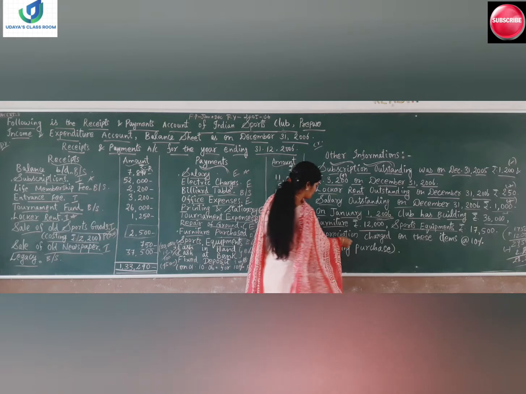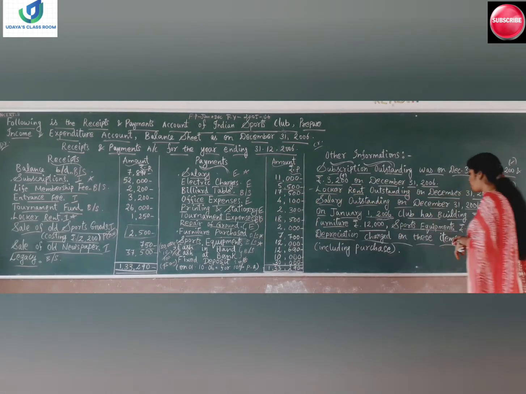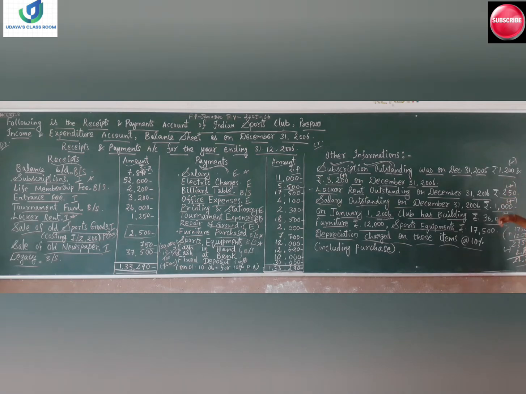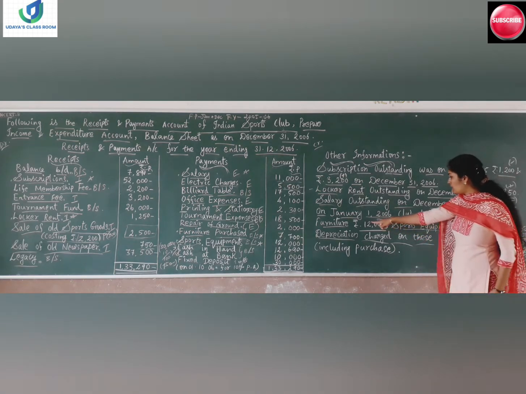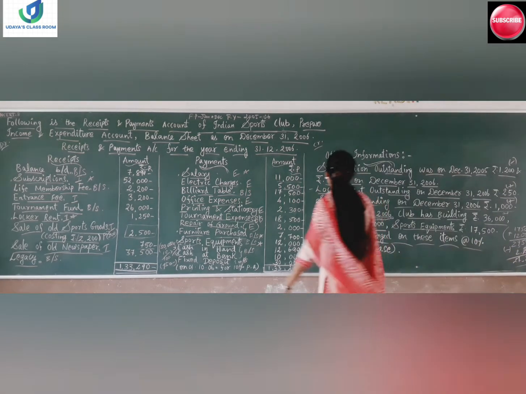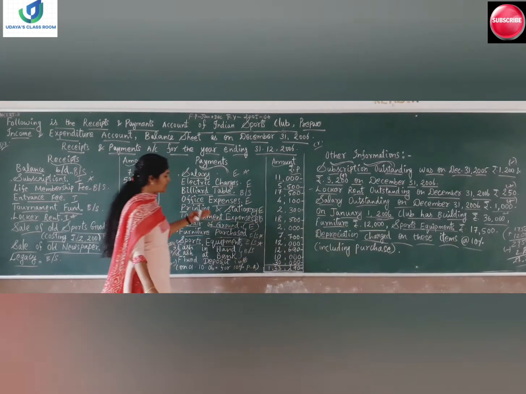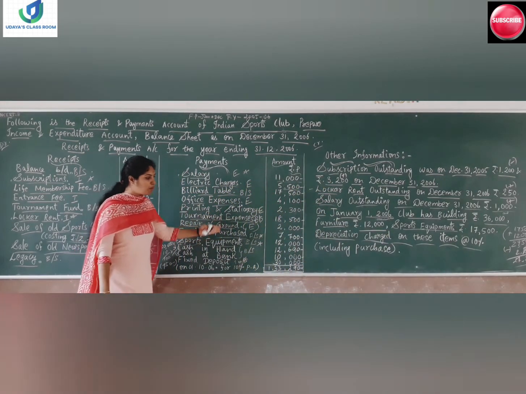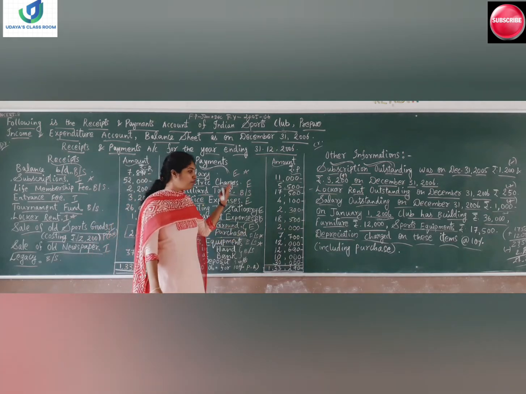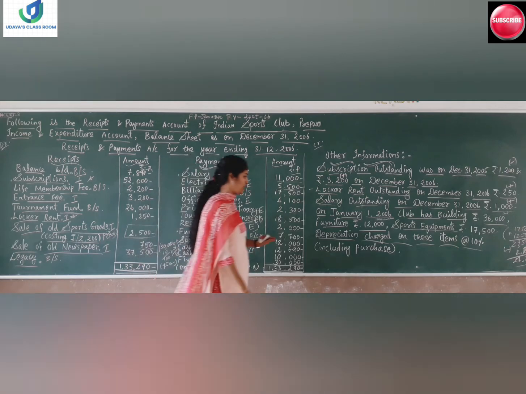Moving on to the last one, depreciation charged on these items at the rate of 10%, which means we need to calculate depreciation for all these assets at the rate of 10%, and in the bracket it is mentioned including purchase, which means if something has been purchased in the middle of the year, that amount also is to be added, and for the balance amount the percentage of the depreciation should be calculated.